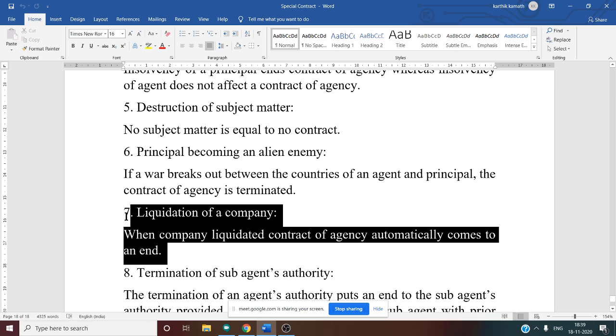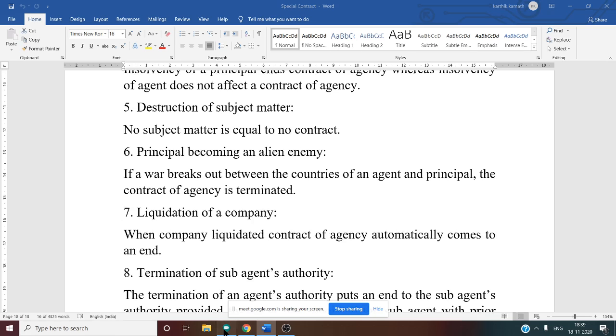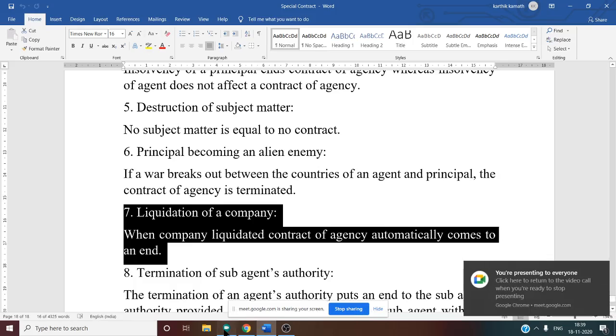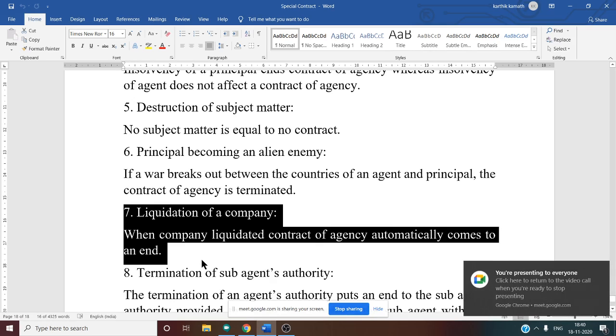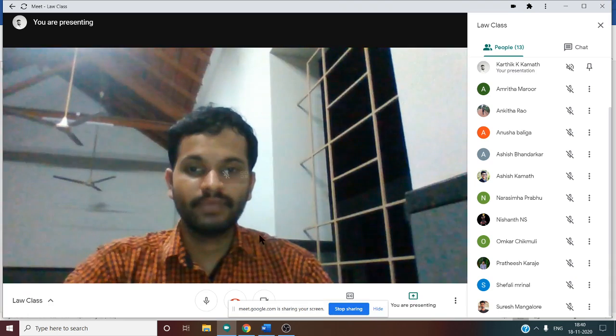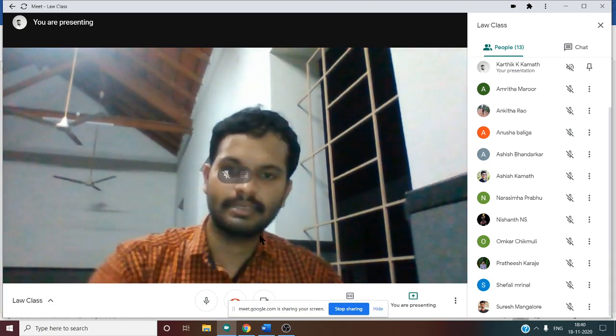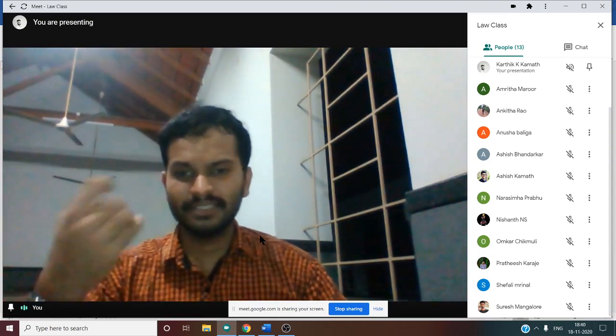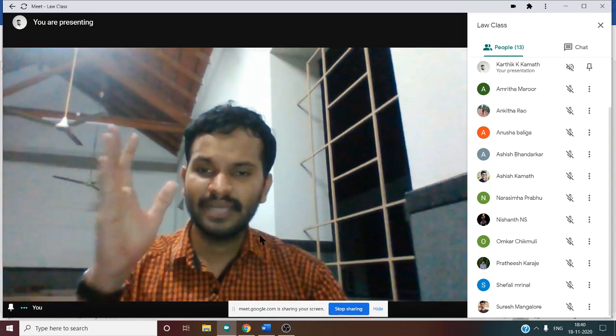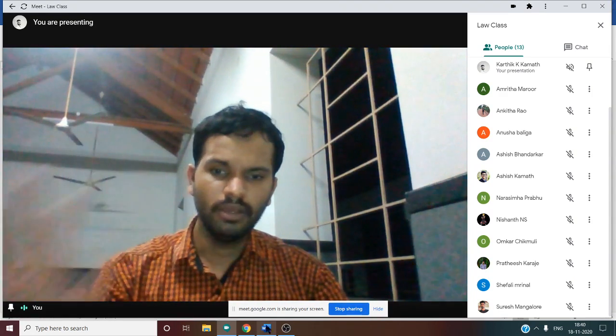Next, the seventh one, liquidation of agency or liquidation of company. What do you mean by liquidation? Liquidation is one kind of winding up. When the company is liquidated, the contract of agency automatically comes to an end. What happens when the company is liquidated? All the assets are realized and liabilities are paid off. So whatever claims the agent has are also settled.